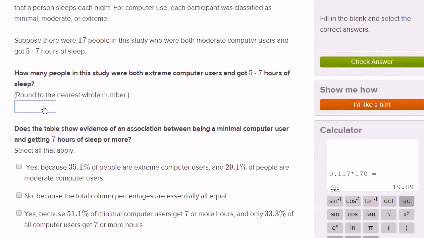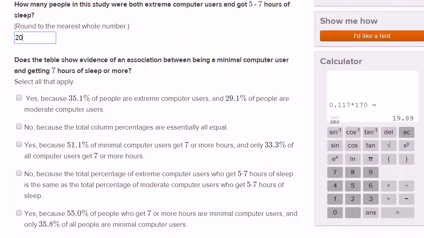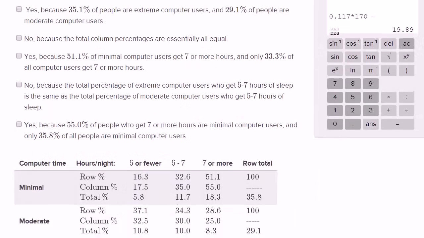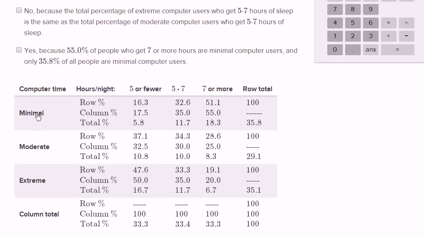20 people. And then they are going to ask us some questions. They say, does the table show evidence of an association between being a minimal computer user and getting 7 hours of sleep or more? So let's just look at the chart. So an association between being a minimal computer user and getting 7 hours of sleep or more. So it looks like minimal computer users, so these are the minimal computer users who get 7 or more hours of sleep.